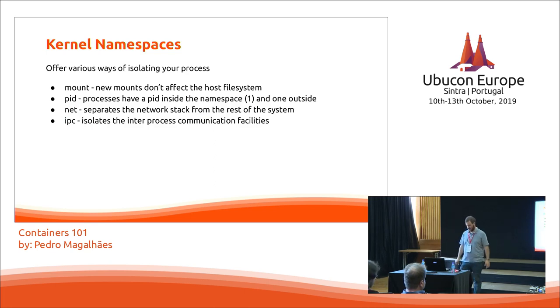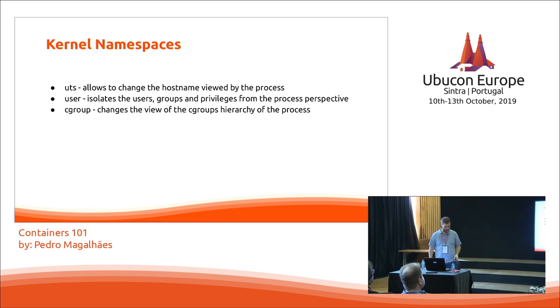Then IPC namespaces. So this is again to disallow processes communicating with each other if they are in different namespaces. Some of these inter-process communication facilities will not work for communication between processes that are inside the container and processes that are outside of the container. So this is all to help the isolation. And a little bit more. We also have the UTS namespace, which basically allows you to change the host name that you think your system has, without affecting what the host sees as its host name.